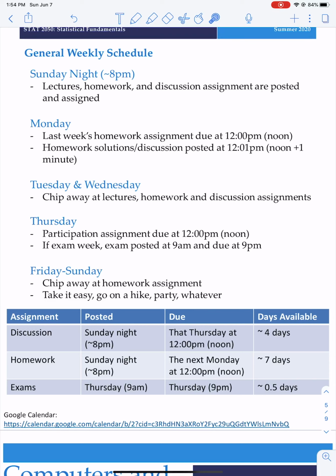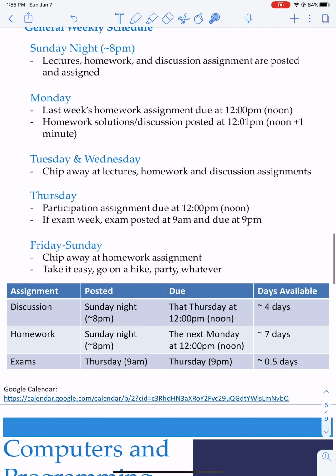And then Friday through Sunday, technically, we don't have class then. That's not when anything is posted, but you can do whatever. You can work on the homework assignment. Ideally, I will design the homeworks so that you can do it in this amount of time. But it's okay if you don't, because you have a whole week to turn in the homework. So you can work on that. But really just take it easy, go on a hike or party or something. Whatever you normally do on the weekend, do. I don't want you to be totally swamped with this class.